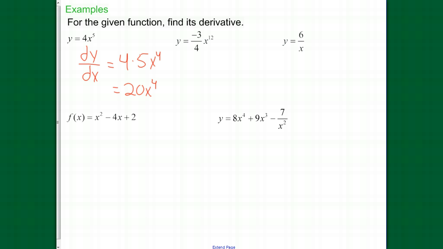And try these ones on your own. I'll talk about these in class. That is all.